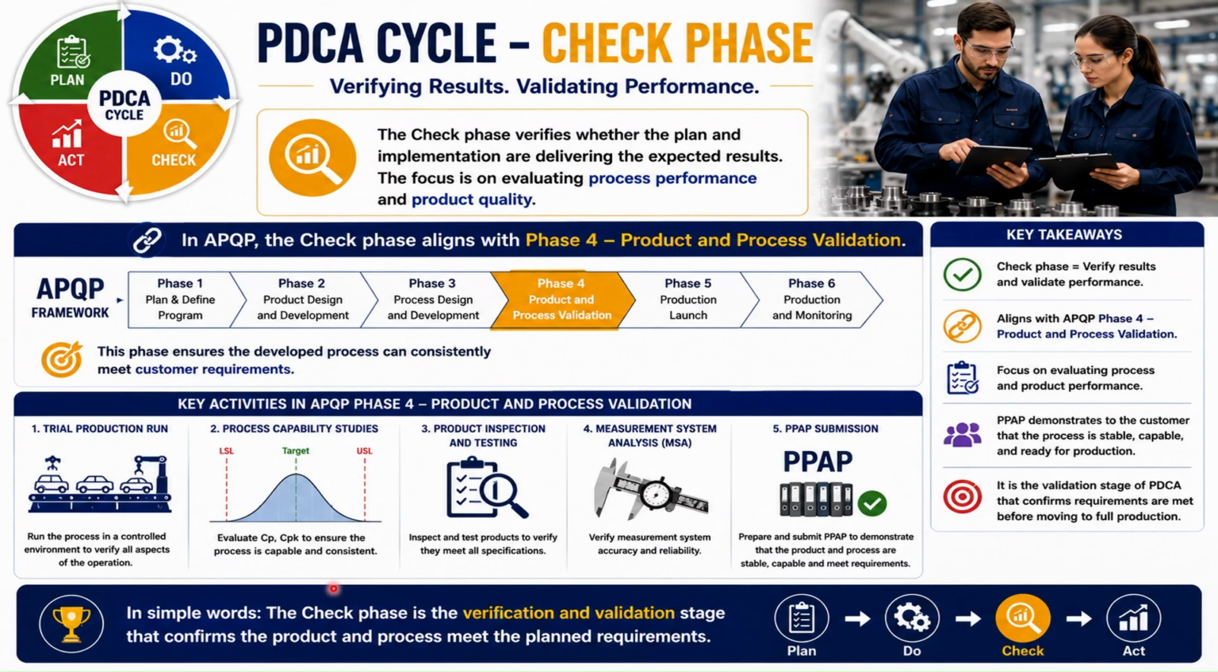Another major deliverable of this phase is the PPAP, Production Part Approval Process. Through the PPAP submission, the organization demonstrates to the customer that both the product and the manufacturing process are capable, stable, and ready for full-scale production. In simple terms, the check phase is the validation stage of the PDCA cycle. It confirms that the product and the manufacturing process consistently meet the planned requirements before moving to full production and standardization.